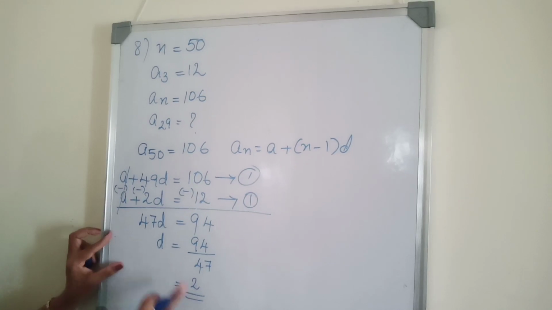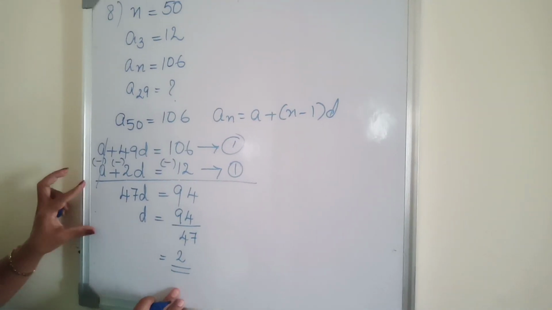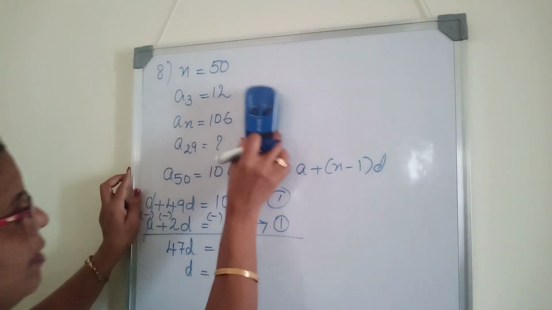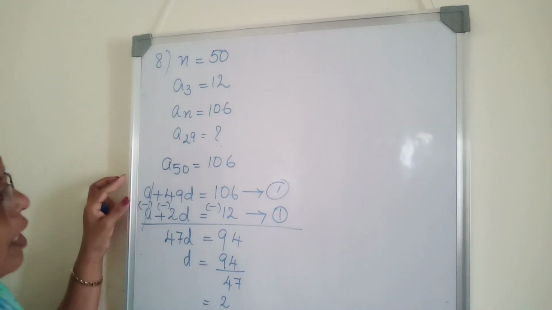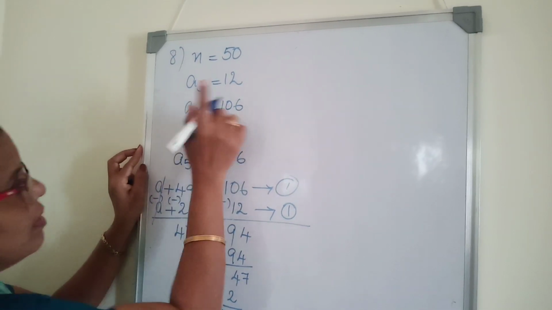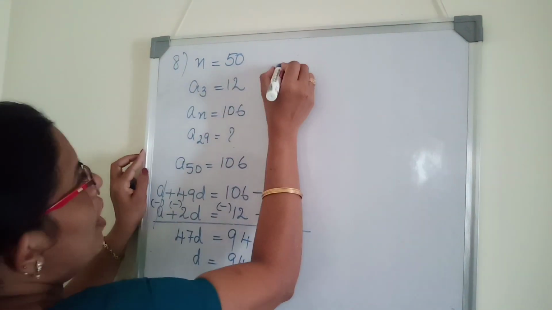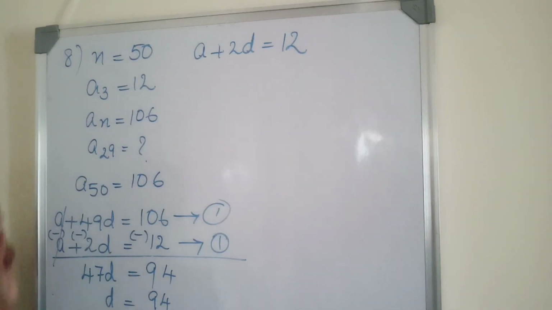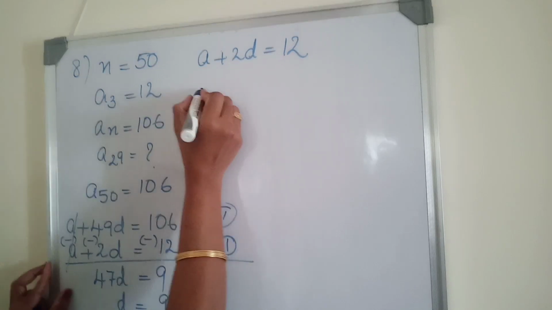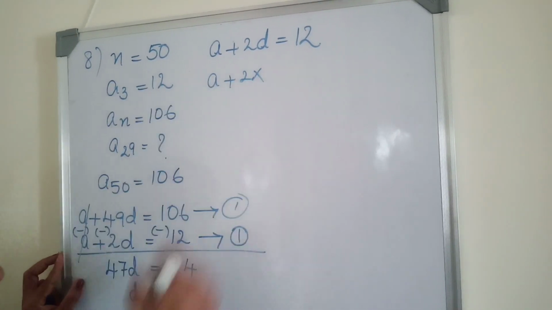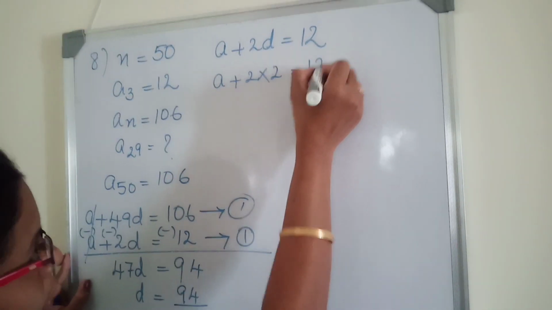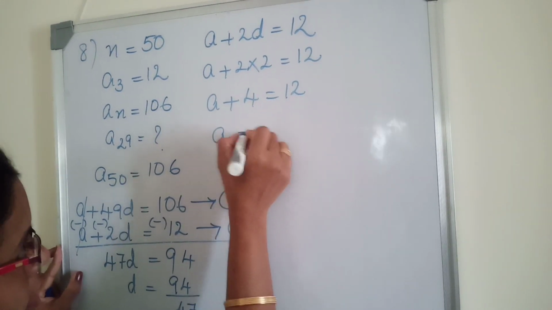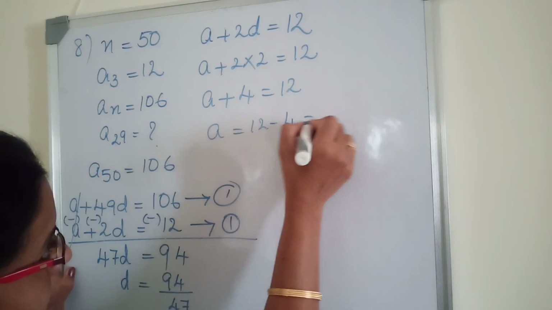So here after getting the value of D, we wanted to know what is the value of A. First term we should find out. To find out first term, usually any one of the equation we can write. We will take the simple equation, that is the second equation. A plus 2D equals 12. In this we will substitute the value of D and we will find A. So A plus 2 into D, D is 2, is equal to 12. A plus 4 equals 12.